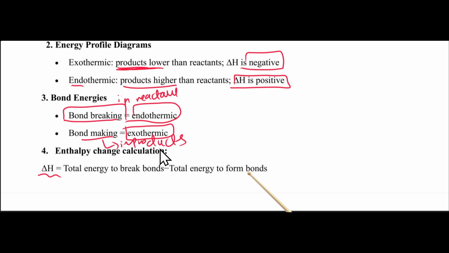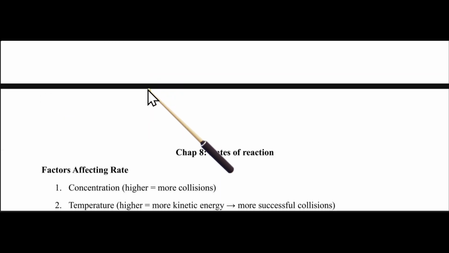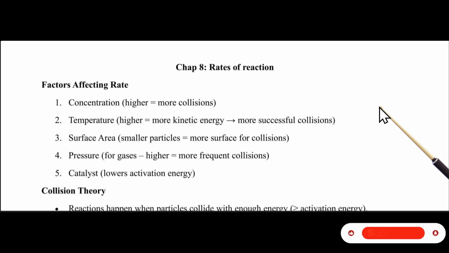Okay, these are the main concepts related to chapter 7. Now let's see chapter 8, rates of reaction. For rate of reaction, you have to remember that there are five main factors that can affect the rate of the reaction. First of all, concentration. So concentration of any solution can affect the rate of reaction. If you have solution or some liquid, then higher the concentration means higher the rate of reaction.